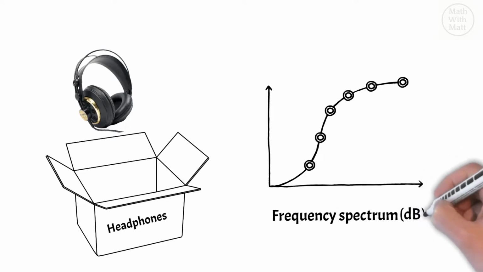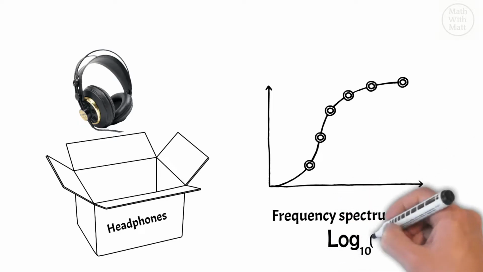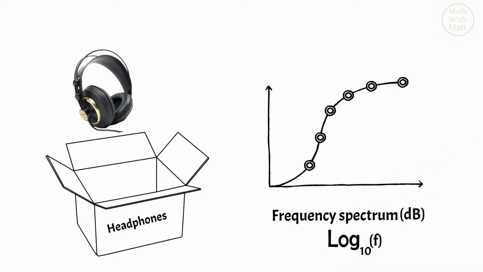Those readings are in decibels, meaning first the frequency is converted using a common log, and then multiplied by 20, so we can easily express it on the graph.